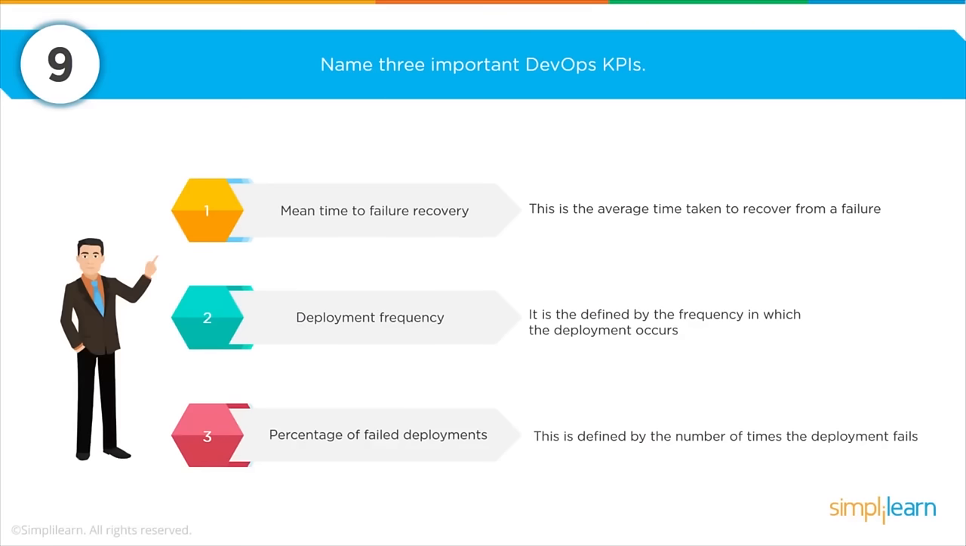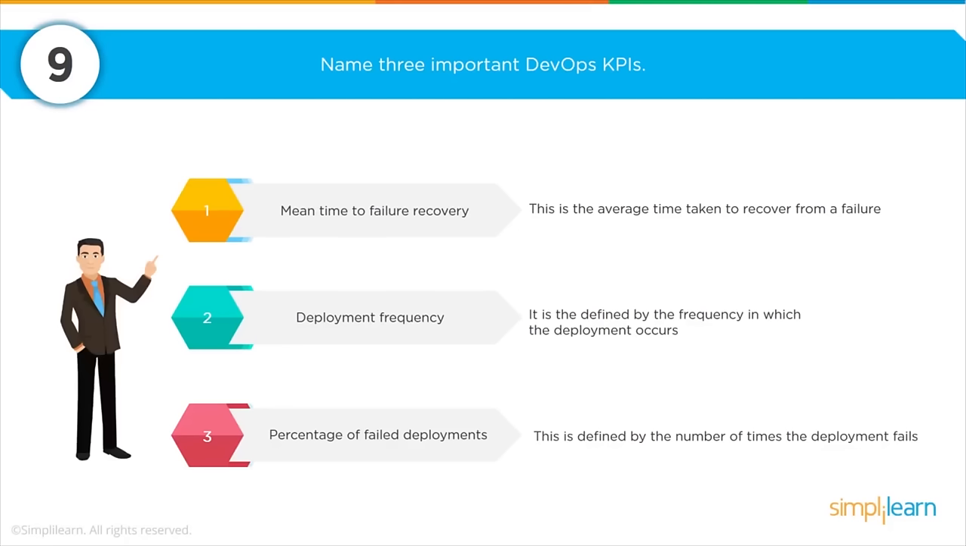So one of the things that we want to be able to do effectively when we're releasing any kind of solution is to be able to measure that solution. And so KPIs are very important. So you will be asked for three important DevOps KPIs. And so three that really come to mind that are very effective. The first one is mean time to failure recovery. And what this talks about is what is the average time it takes to recover from a failure? And if you have experience doing this, then look at the experience you have and use a specific example where you are able to demonstrate that mean time to failure recovery.